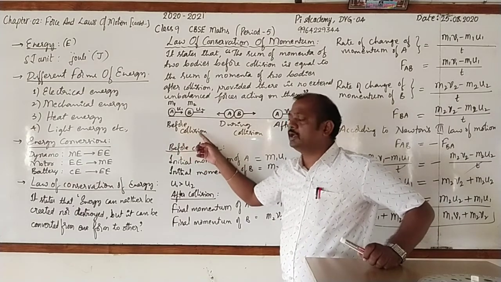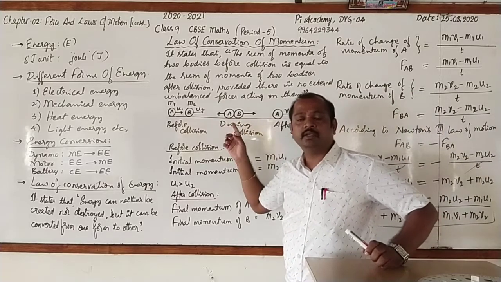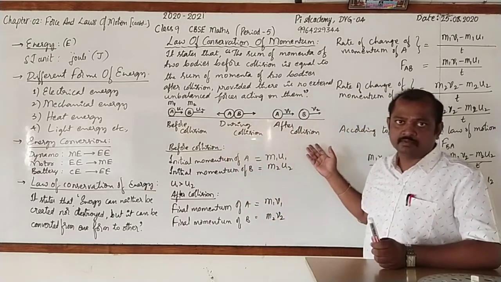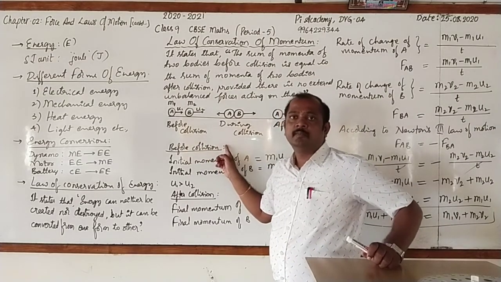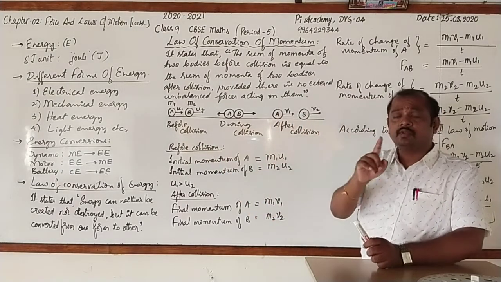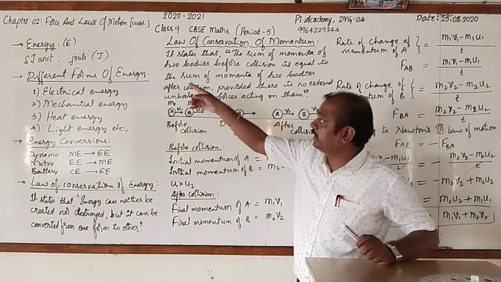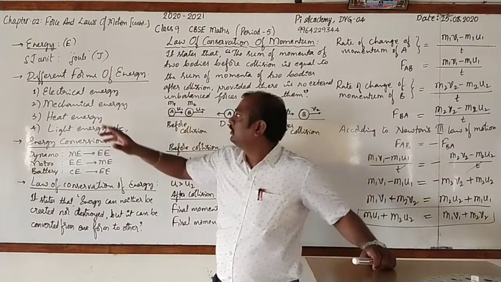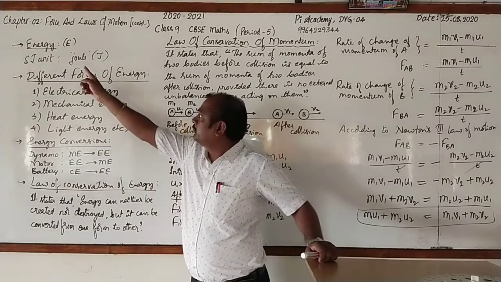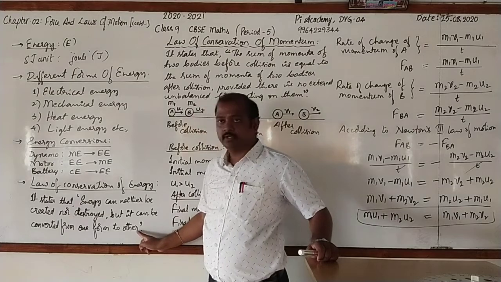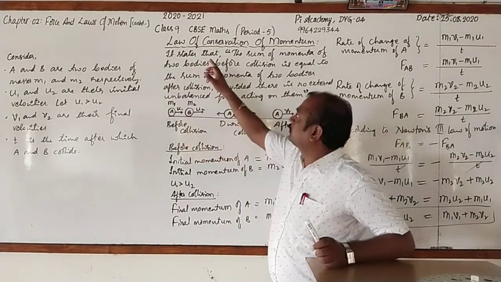Let A and B are two bodies of masses m1 and m2 respectively. Clear? u1 and u2 are the initial velocities of two bodies. Okay, I will go for writing there. Do one thing. First you copy from there to here, from energy up to this point. Copy this. Observe. Now you are going to write from here.